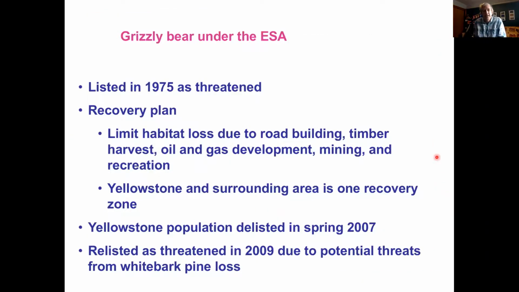So let's think about the grizzly bear in the ESA. Well, in 1975, the grizzly bear was listed as threatened under the Endangered Species Act. So we started a recovery plan, and that was to limit habitat loss due to road building, timber harvest, oil and gas development, mining and recreation. Yellowstone National Park and the surrounding area is now one recovery zone. So the Yellowstone population of grizzly bear was delisted. It was removed from the Endangered Species Act in 2007, but it was then relisted in 2009 due to the potential threats from white bark pine loss.